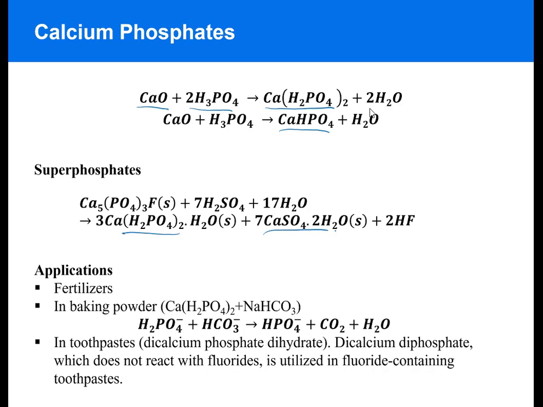the manufacture of baking powder, which is basically a mixture of calcium dihydrogen phosphate and ammonium bicarbonate that can mix in an acid-base reaction to produce carbon dioxide gas in the product. It's also used in toothpastes as additives that do not react with fluorides in fluoride-containing toothpastes.